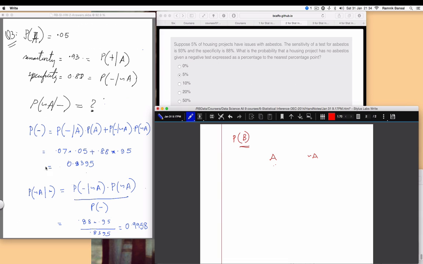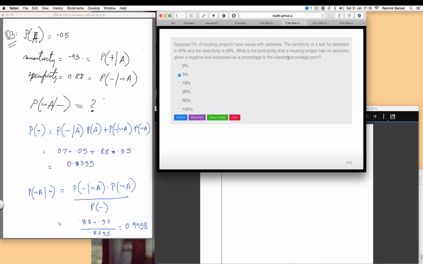Now we are interested in this value. It is given by this formula, again based on the Bayes principle, assuming they are independent variables. So it is the probability of negative given not A, basically the specificity, times the probability of A not happening, divided by the probability of minus. If you do all these calculations, you get 0.9958. As a percentage, what will be the correct answer?